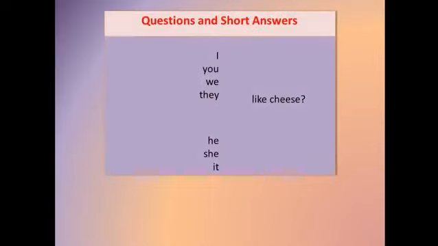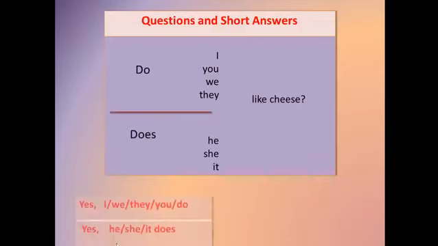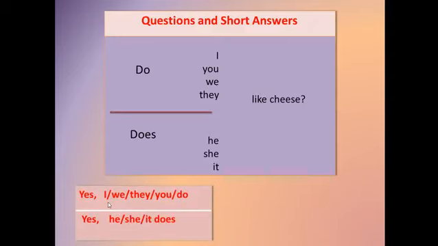And we said again, this is an example of how to form the question using the present simple. And I said if I want to answer this question in the affirmative, if I want to say yes, with I, we, they, and you, I add do. Yes, I do. Yes, we do. Yes, they do. But with he, she, and it, I add does. Yes, it does. Yes, she does.